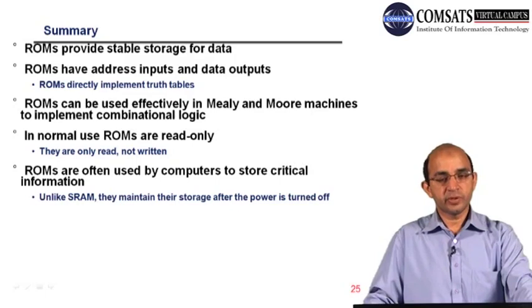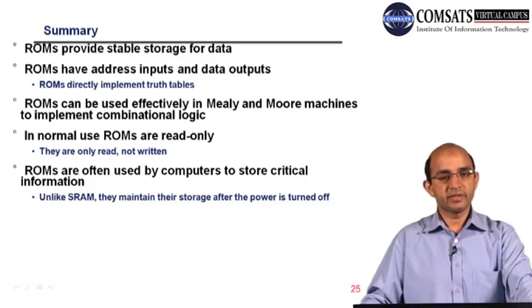Then we talked about different implementations. We can have a simple Boolean function, and we can implement the ROM by using that Boolean function. As we all know, if we have a Boolean function, we can construct the truth table. And as I mentioned, ROMs are actually implementations of truth tables. So if you can construct a truth table from a Boolean function, effectively we can construct or implement a ROM from a Boolean function.